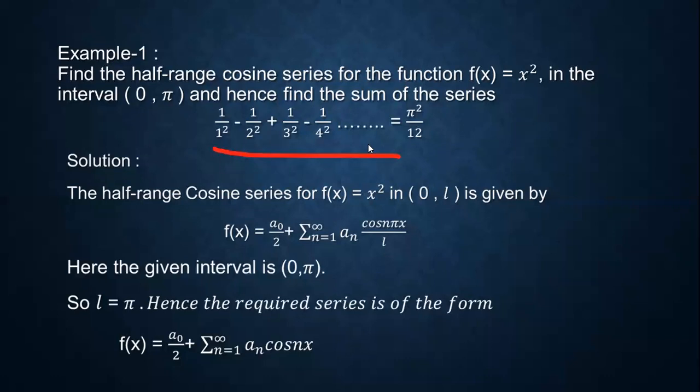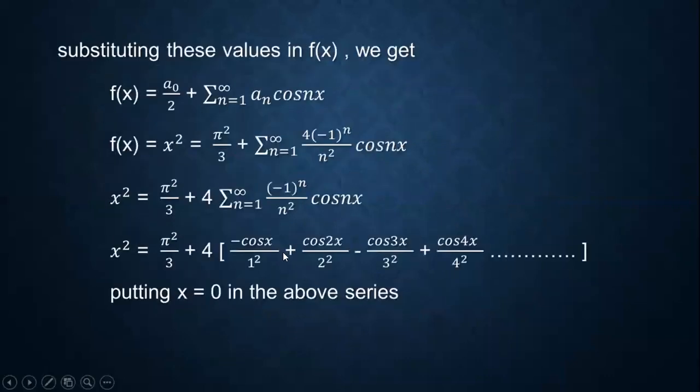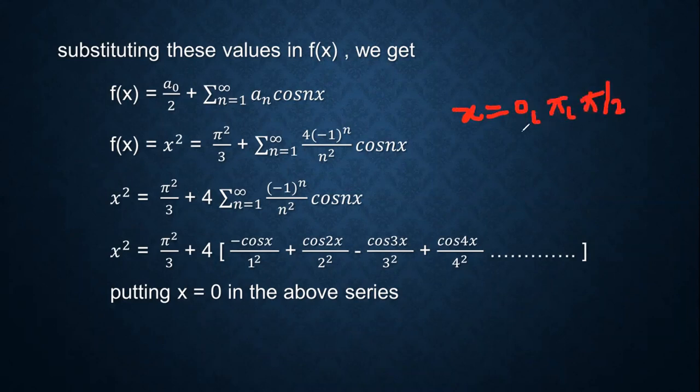But here in this series, we'll have the cos x, cos 2x, and also the x term. So we have to eliminate this x term. If you want to eliminate this x term, what do we have to do? Either put x equal to 0, or x equal to pi, or x equal to pi by 2. Randomly you have to put these values in order to get that series. Whenever you have the cos series, in the majority of cases you have to put x equal to 0, or sometimes x equal to pi also.